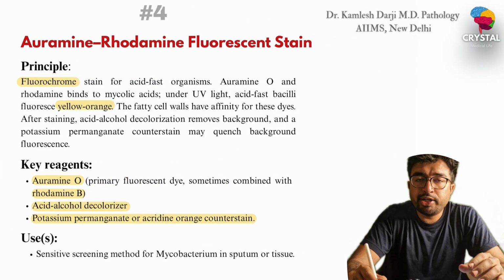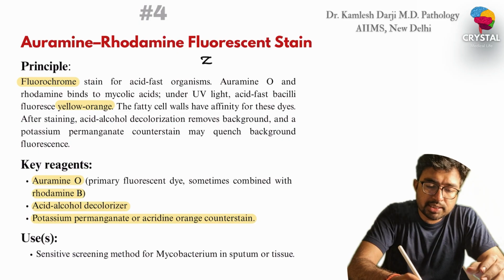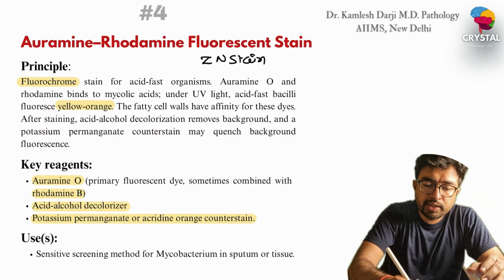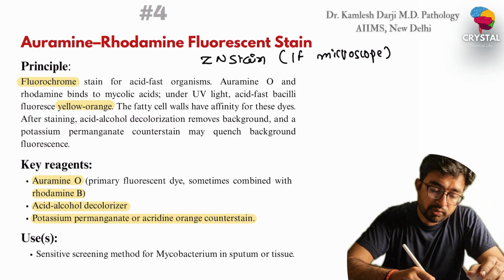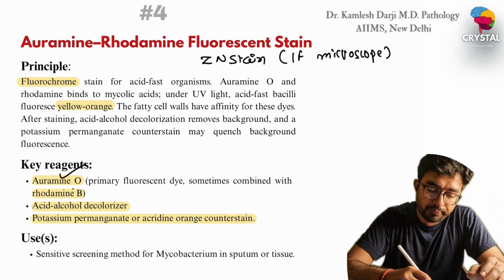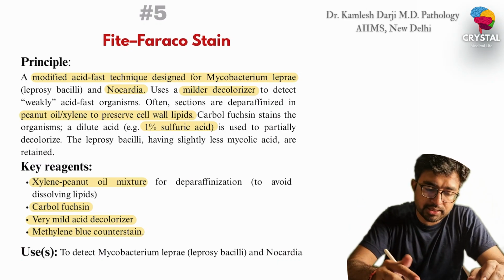Next one is the Auramine Rhodamine fluorescent stain. So it is the same as the ZN stain, but you need a fluorescence microscope for visualization of this dye. So we use Auramine O and Rhodamine B, and the mechanism is the same as the ZN stain.